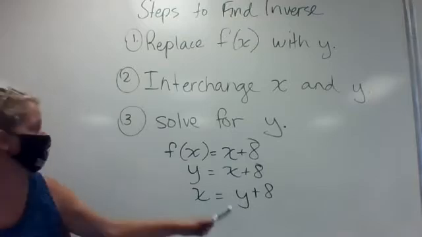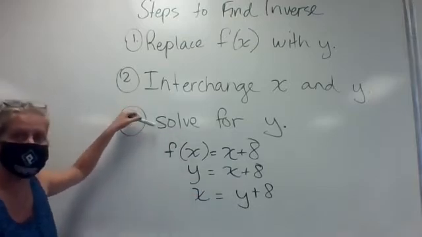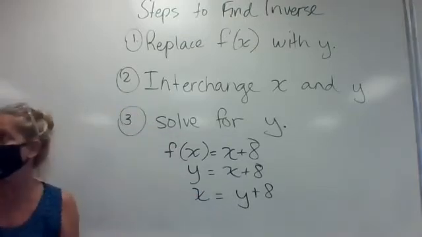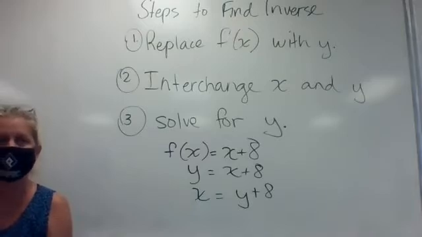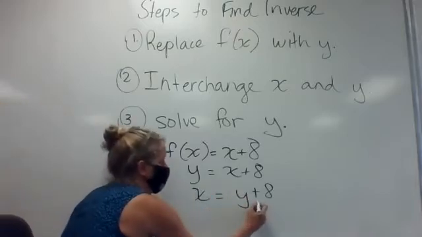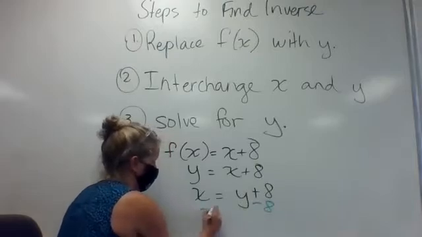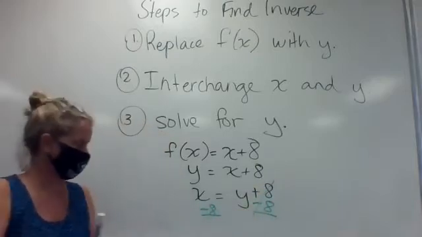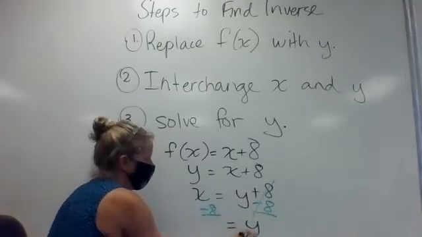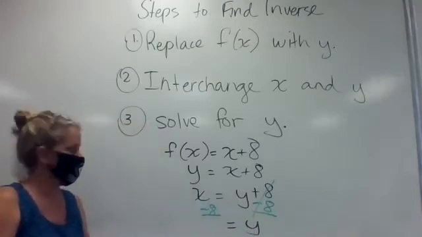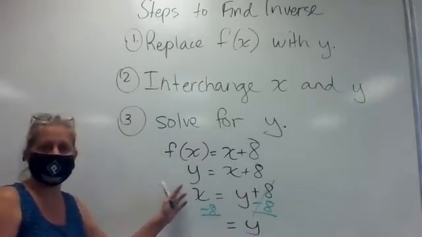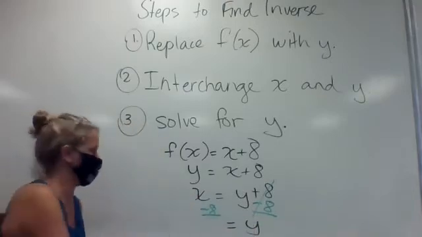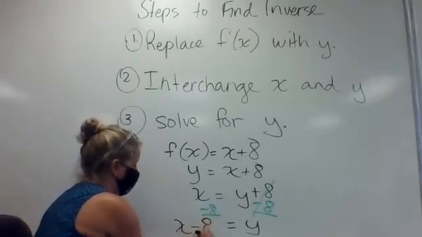So now that you've put your y in a new spot, that's your last step, is to get that new y by itself. So get rid of whatever's with your y. So I'm getting rid of plus 8 with a minus 8. So there's my new y all by itself. And on the other side, I can't put those together, right? So x minus 8 is the inverse.